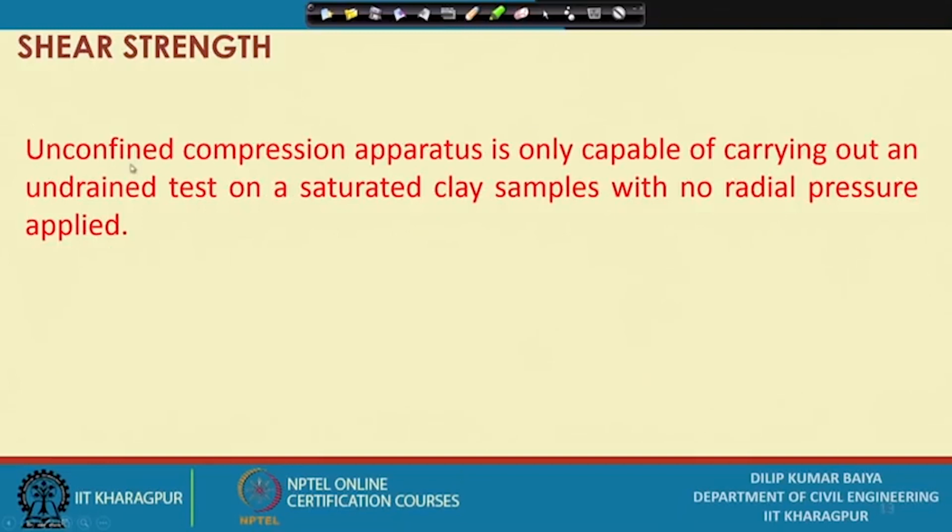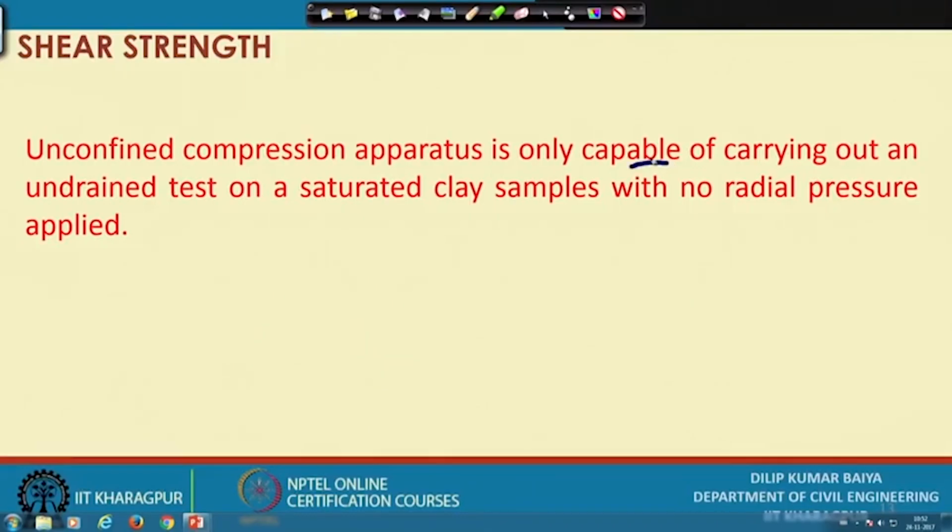Right now, next slide. The unconfined compression test, as I have mentioned, uses the unconfined compression apparatus, which is a special form of triaxial test where no confinement is applied, and that is capable of carrying out the undrained strength test of saturated clay. That can also be done very quickly, and we get quite satisfactory results.